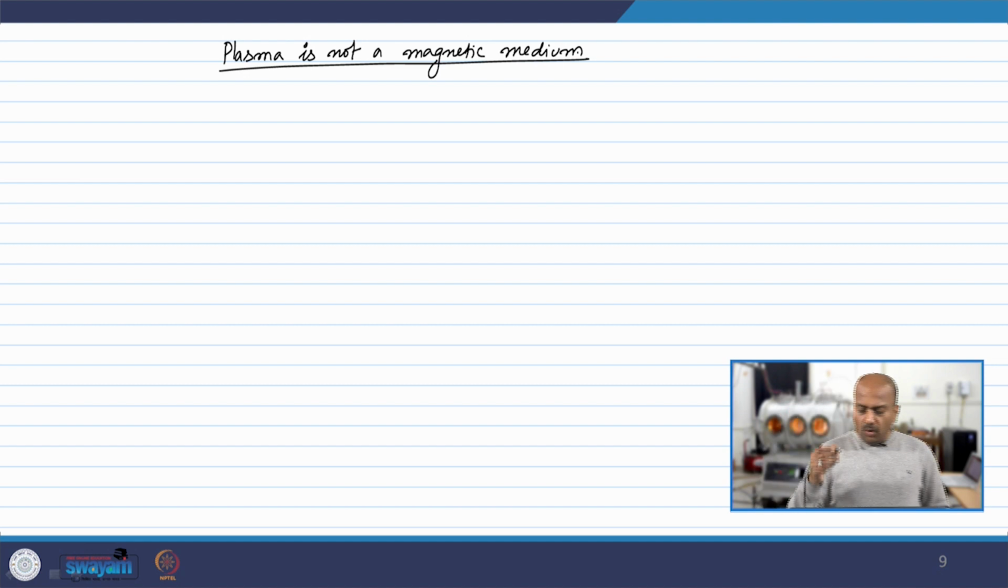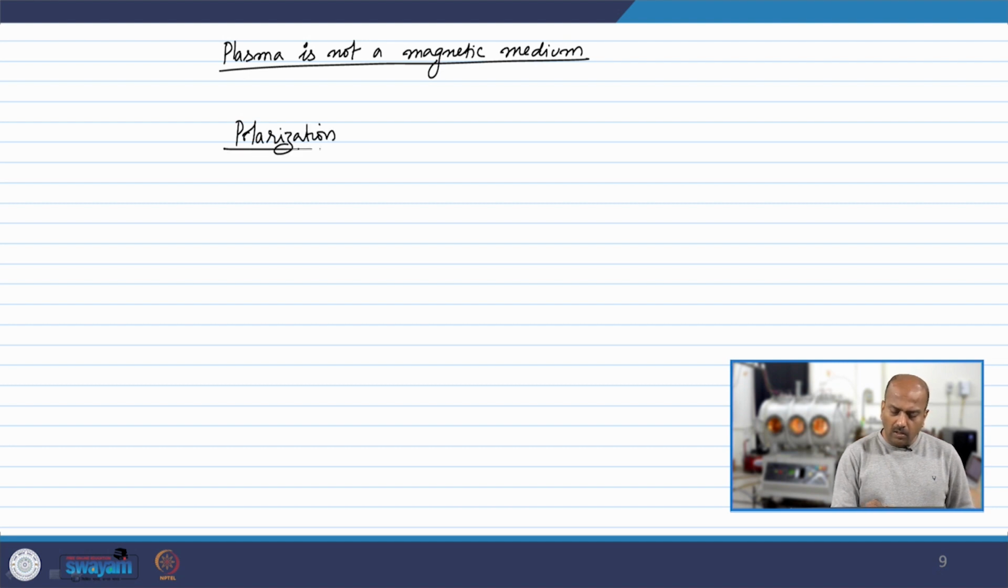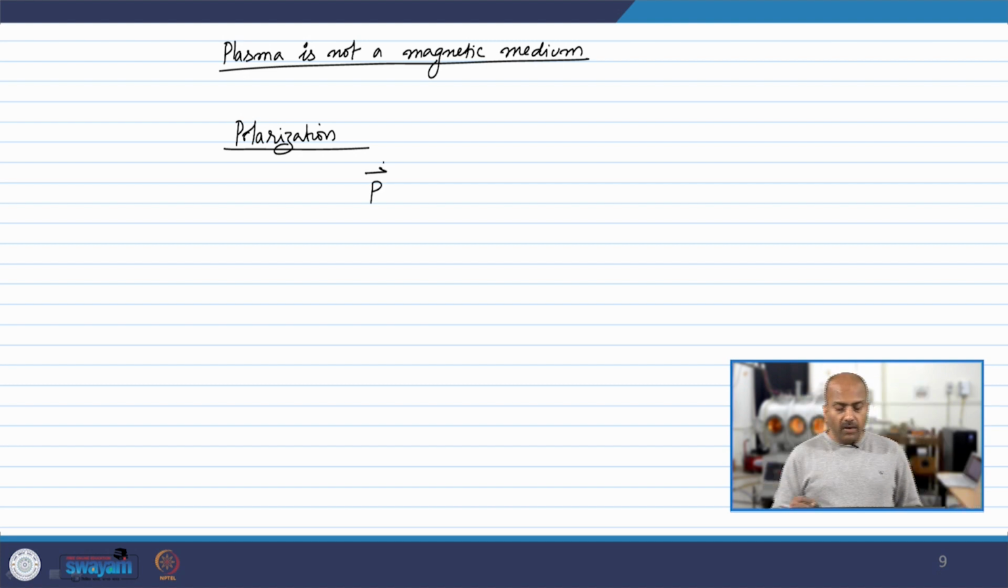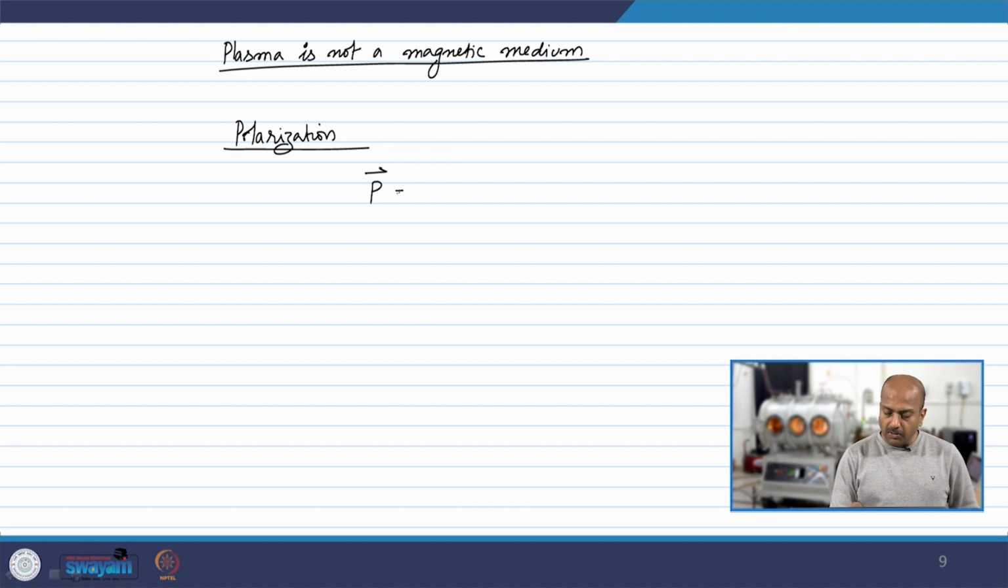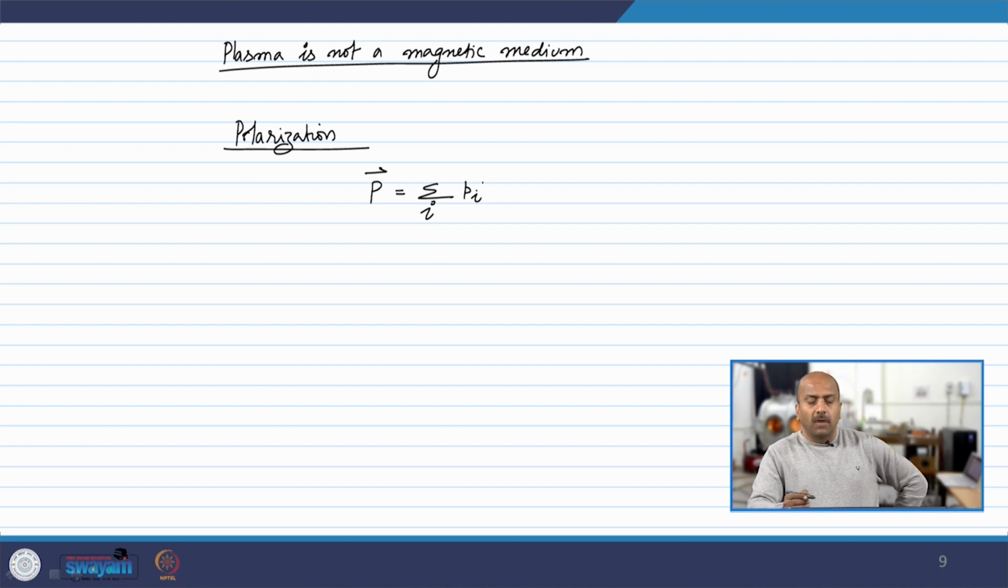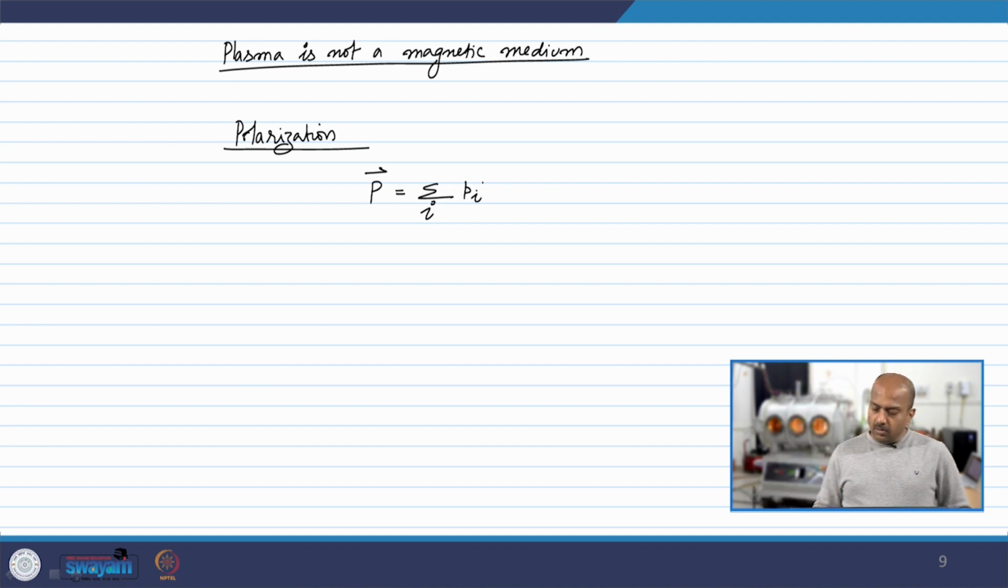So, if there is polarization, you define this vector polarization, as you are trying to establish the dielectric nature of plasma. Okay. You define this vector P as the sum of individual dipole moments, sum over i of p_i. What is an electric dipole? Plus and minus charges separated by a distance constitute a simple electric dipole, right.